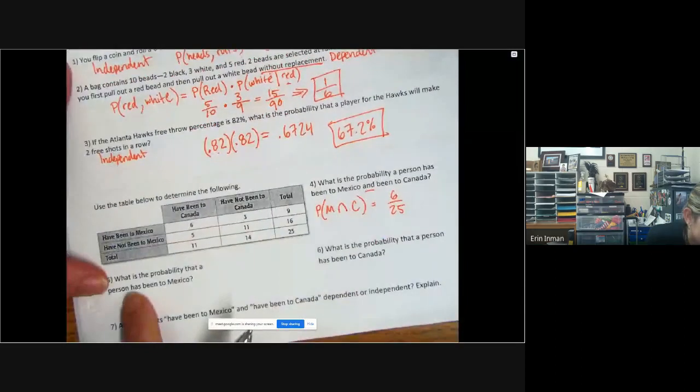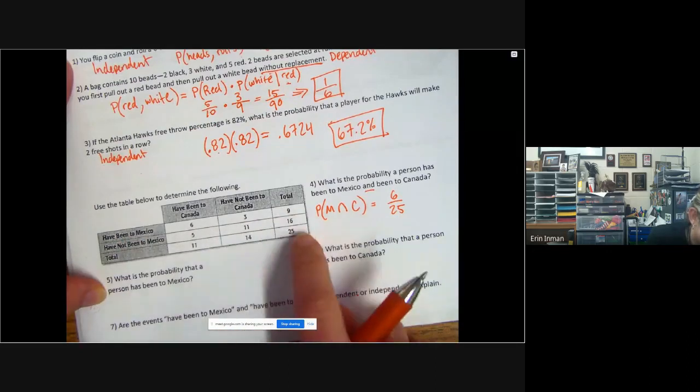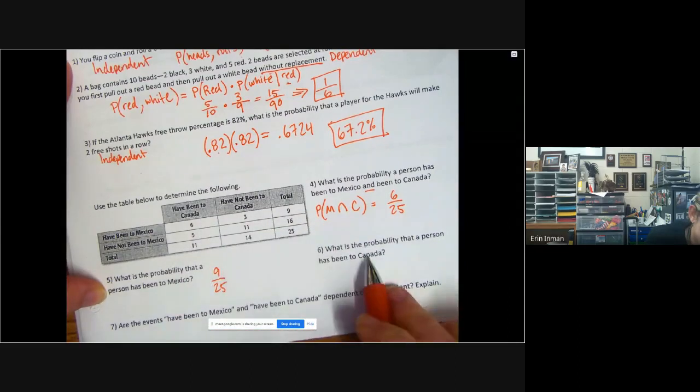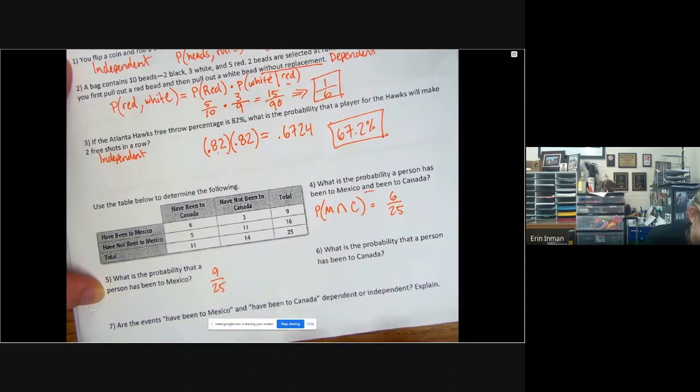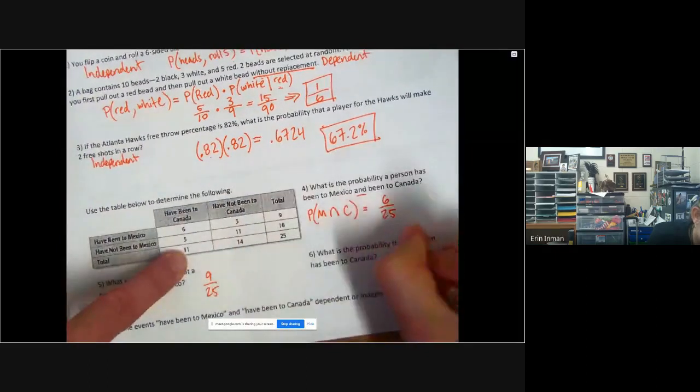Okay, now it asks, what's the probability that a person has been to just Mexico? So we look at Mexico, there's been 9 people out of the 25 people surveyed. And then what is the probability that a person has been to Canada? And to Canada right here, 11 out of the 25.